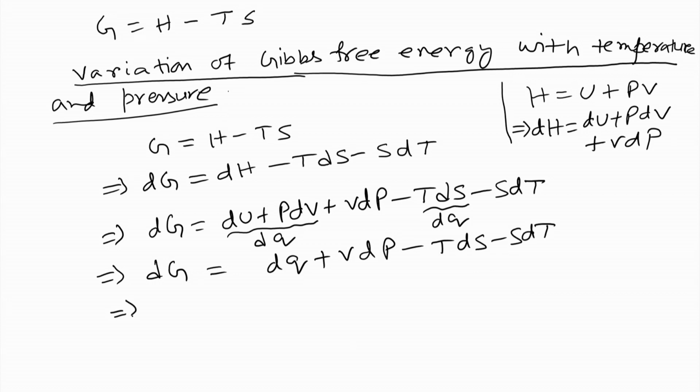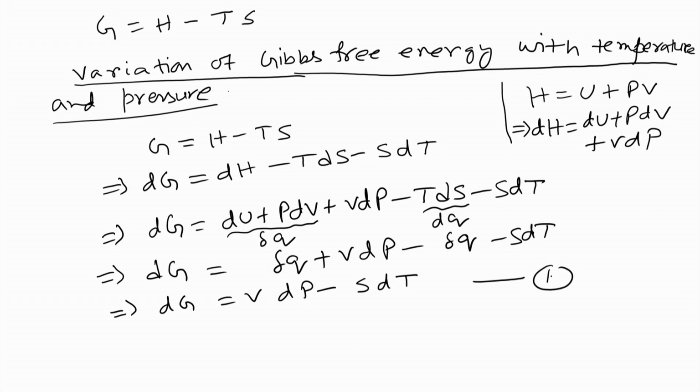And this T dS also is nothing but dq, or rather del q here. We cannot write dq here, we write del q. So we write dG is V dP minus S dT. This is a very, very important expression. Why? We will see now. So we get dG equals V dP minus S dT.